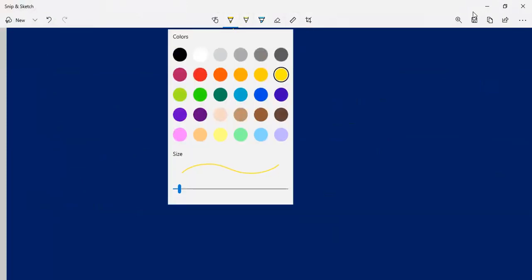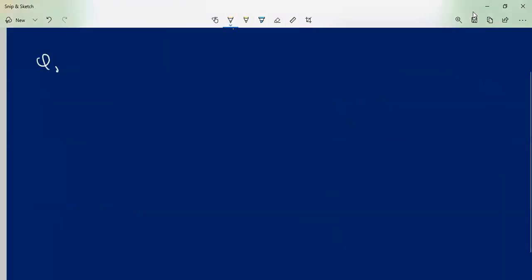Let us see another question. Question number 5. We have been given C2H4, and C2H4 is treated with HCl in the presence of anhydrous AlCl3, giving a product A.